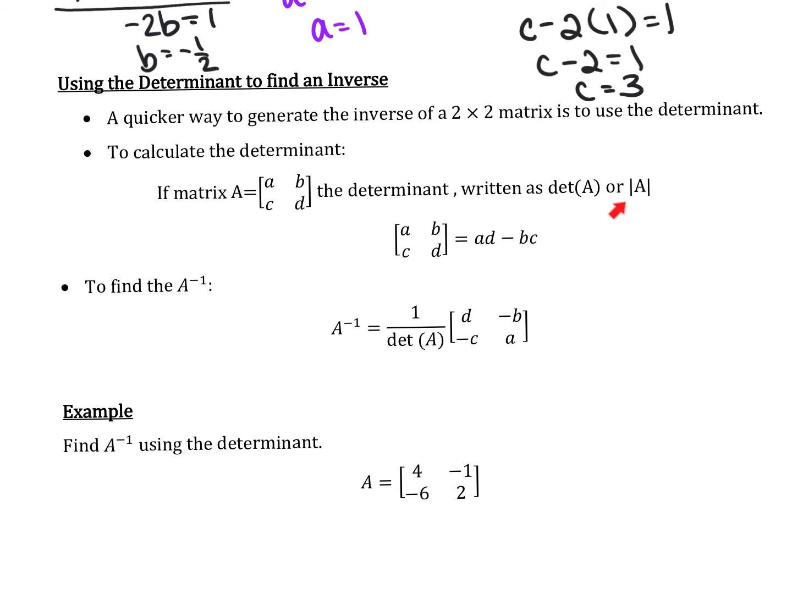can be written as determinant A, or use the absolute value bars around A, is equal to, you multiply the products of the extremes, A times D, and you subtract off the means. That's what B and C are. So you're multiplying A times D and B times C, and you subtract off BC. That gives you the value of the determinant.